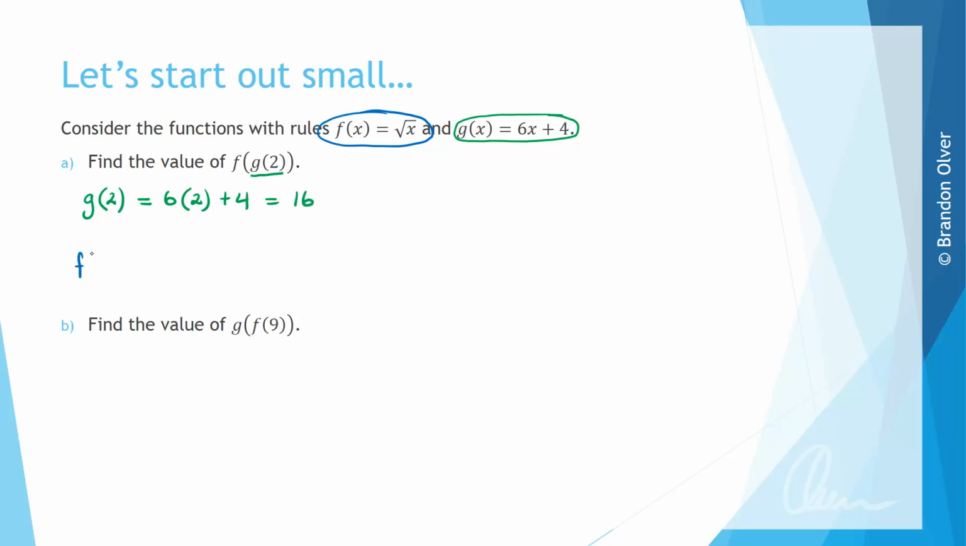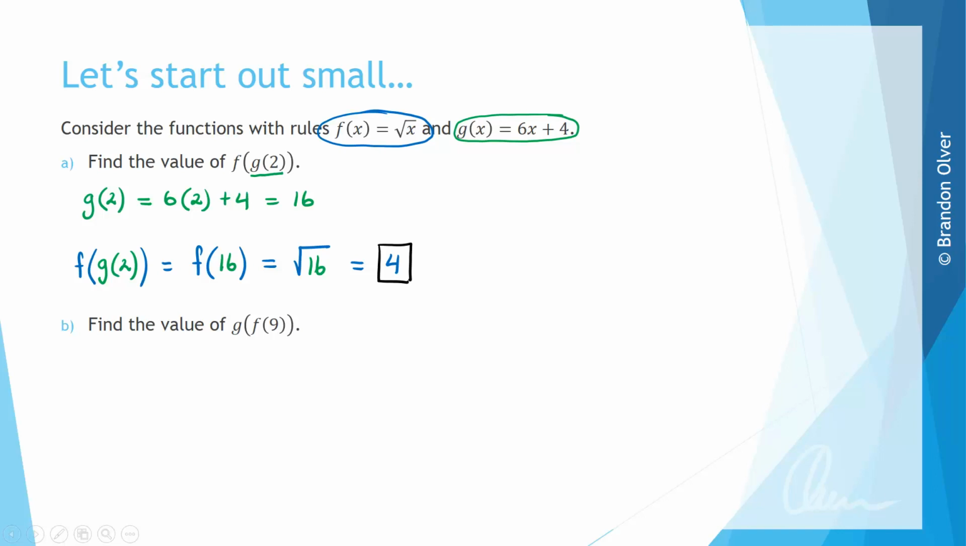Next we're going to evaluate f with g of 2 substituted into it. That's equal to f of 16, since g of 2 is found to be 16, so that will equal the square root of 16, which is simply equal to 4. So that is the answer to part A of this question.